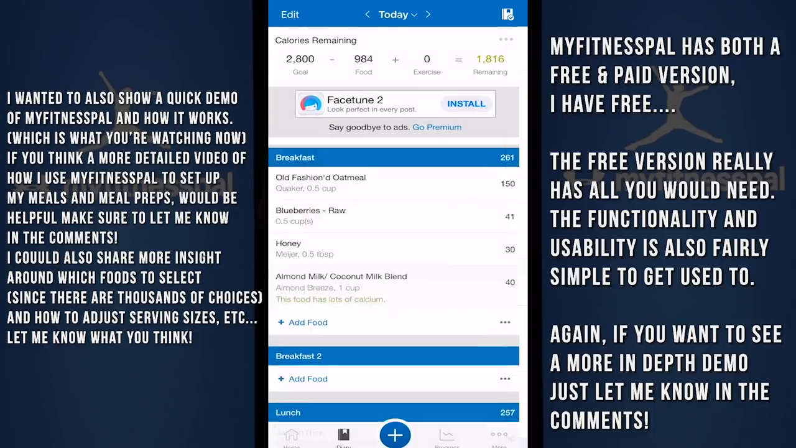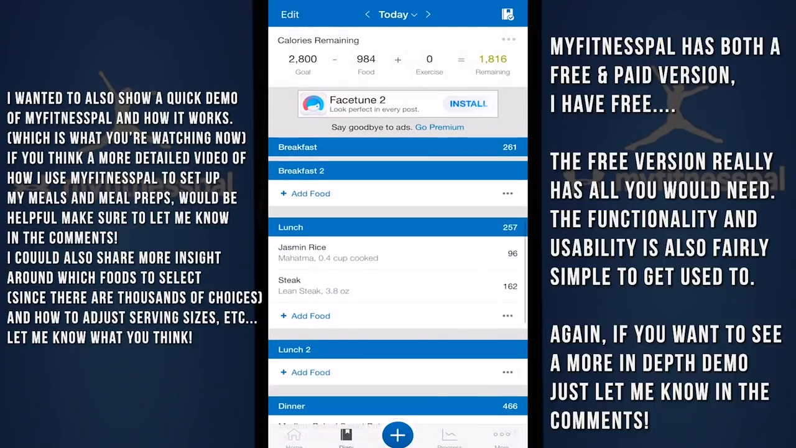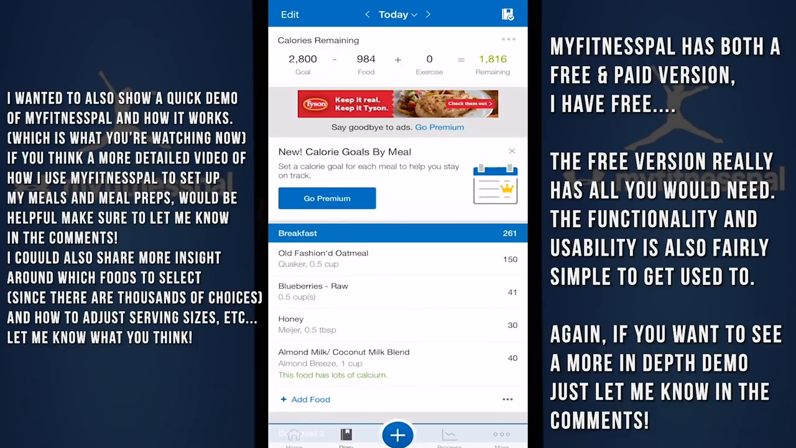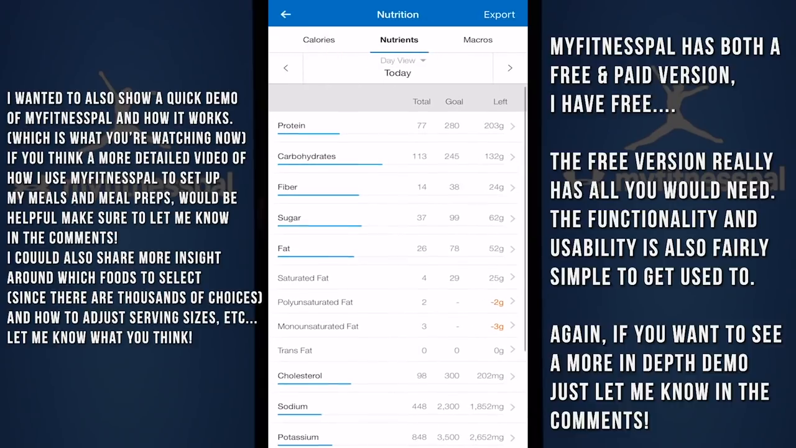I prefer to meal prep. I mean, you could go with either option. I think meal prepping is easier. I think it's just a better way to go about reaching those results that you want.